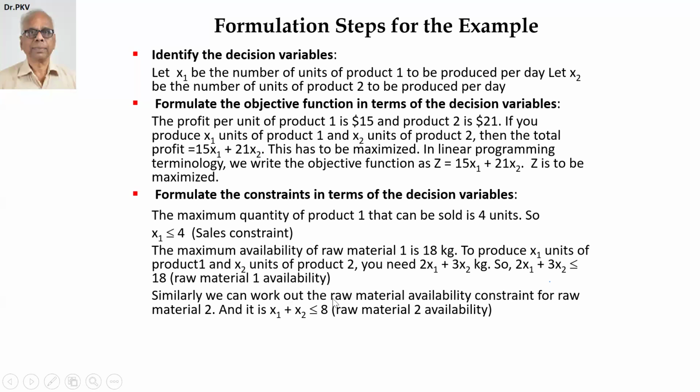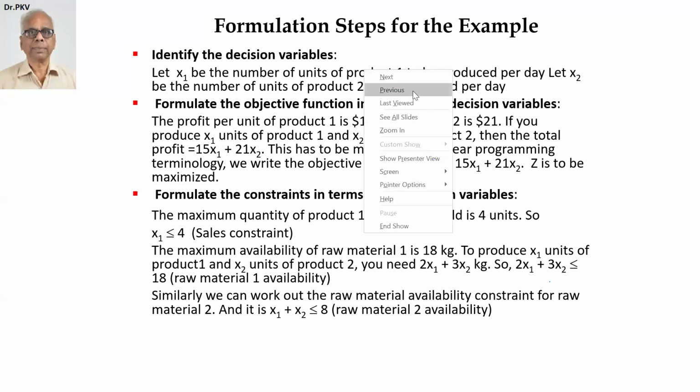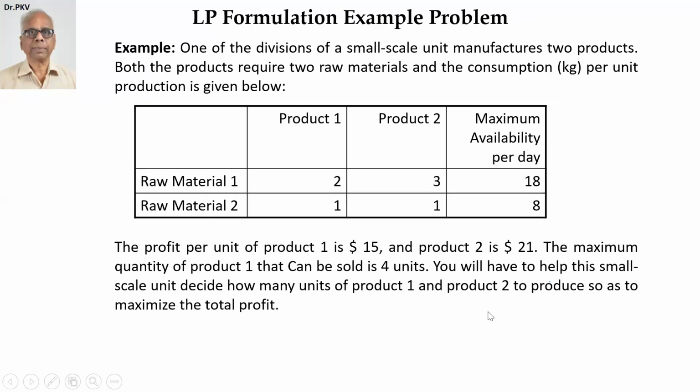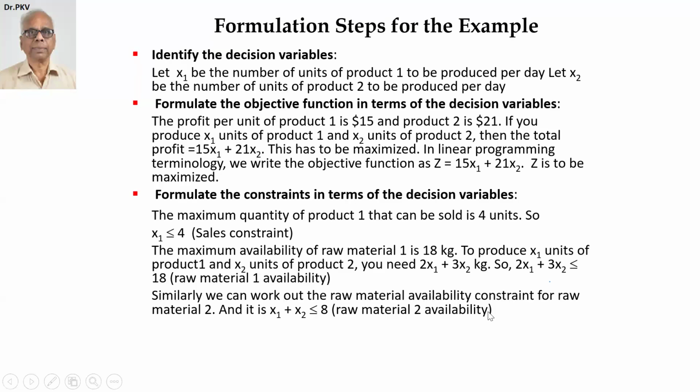Similarly, we can work out the raw material availability constraint for raw material 2, and it is x1 plus x2 less than or equal to 8, raw material 2 availability. Because each product requires only 1 kg of raw material 1 and 1 kg of raw material 2. In order to have clarity, you go back to the previous slide, the table, to confirm the constraints of raw material and the sales that we have done.